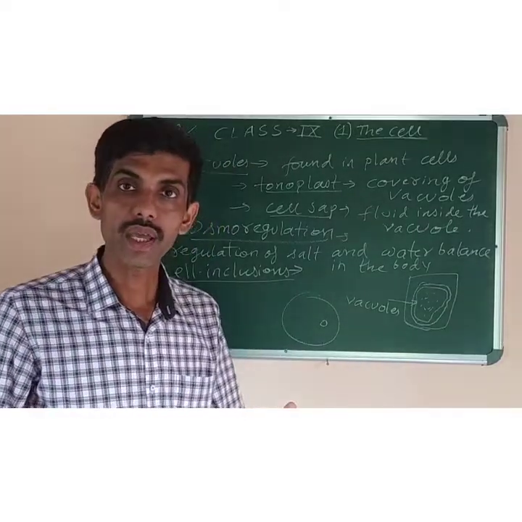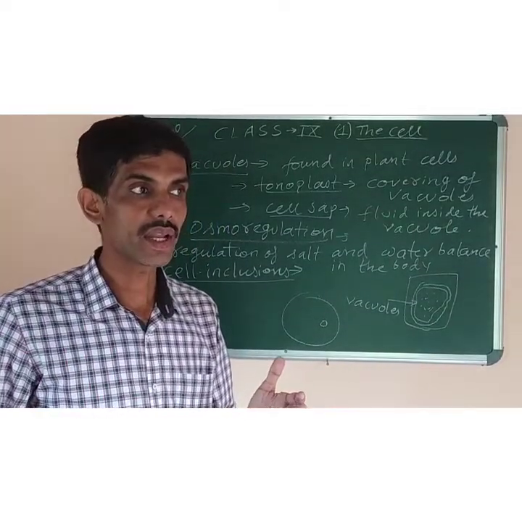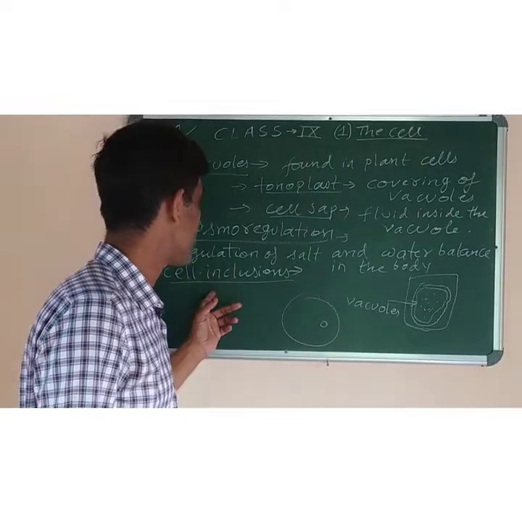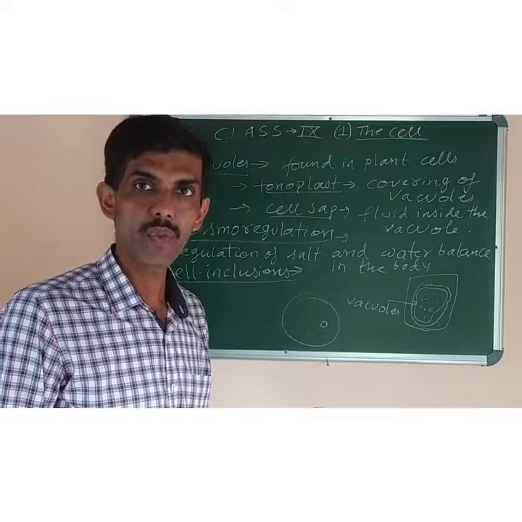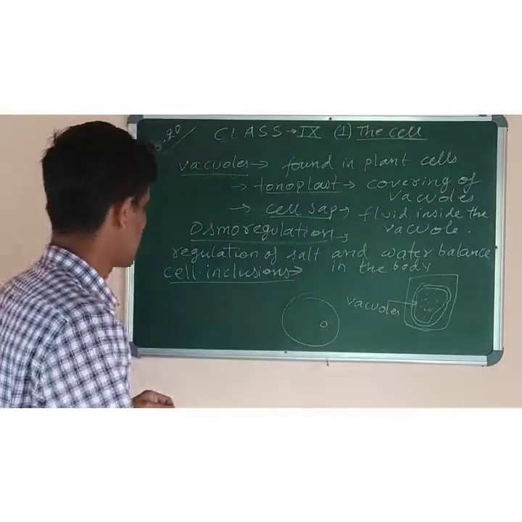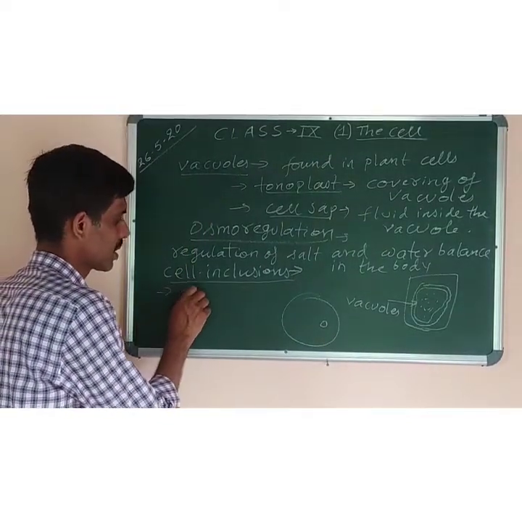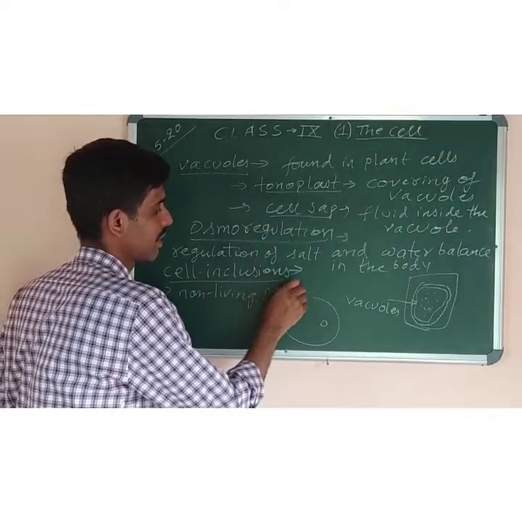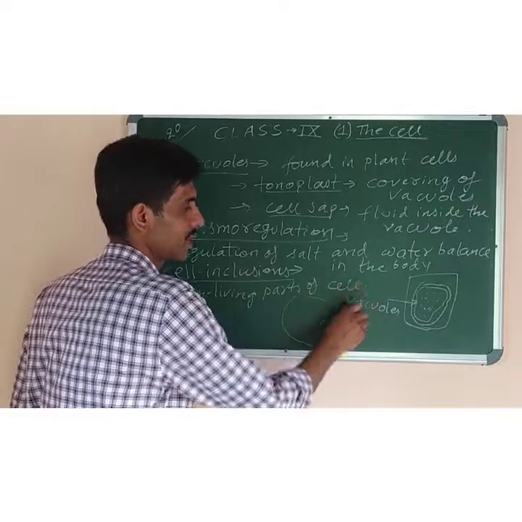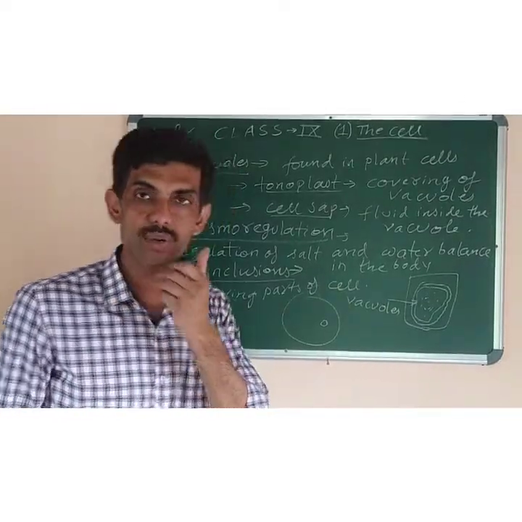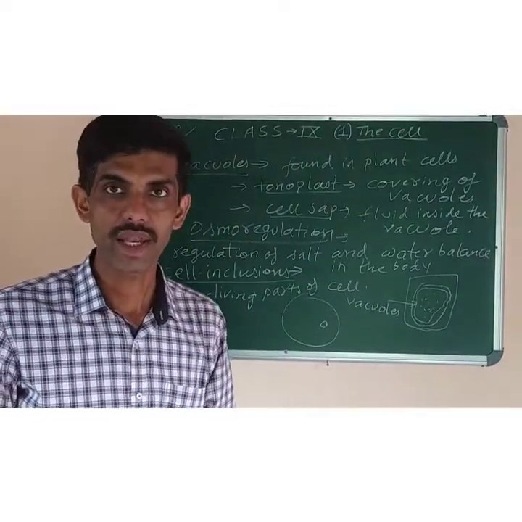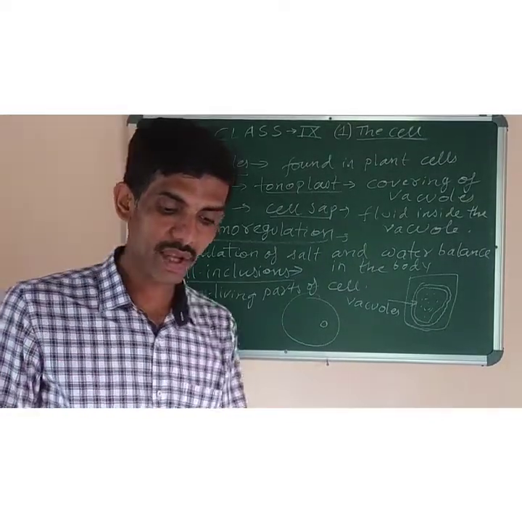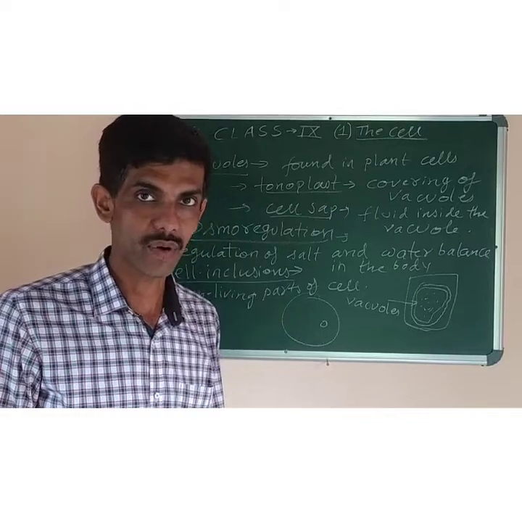So what do they do with their waste materials? Where do they keep them? Those waste materials are the non-living things, which include gums and resins. The non-living parts of the cell are called cell inclusions. They include gums, resins, tannins, latex. They also include different types of inorganic crystals, like calcium oxalate, which I mentioned just now.